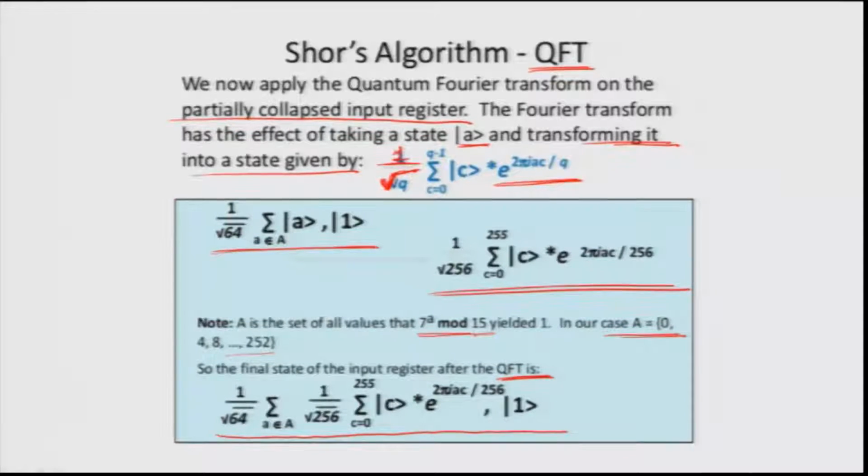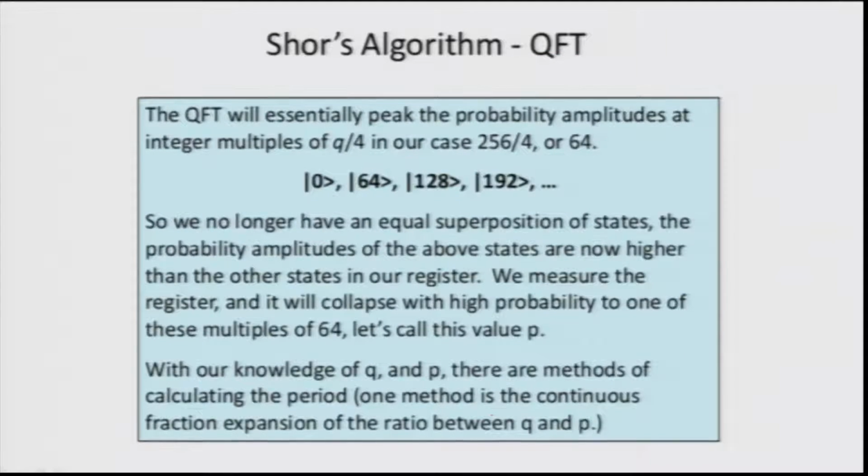So, the final state of the input register after the quantum Fourier transform would look like this entire thing, as a result of getting 1 as my output register. When I look at this, what we have essentially done is that the quantum Fourier transform will peak the probability amplitudes at integer multiples of q by 4, in our case 256 by 4, or 64. So, we will be getting values like 0, 64, 128, 192 and so on and so forth. Clear?